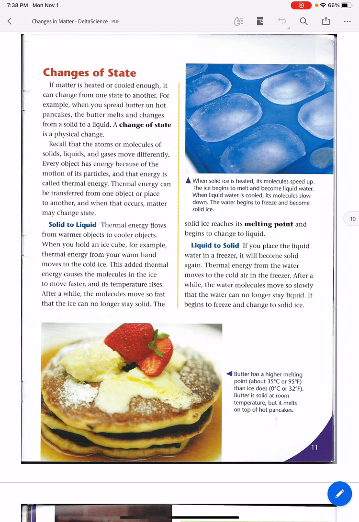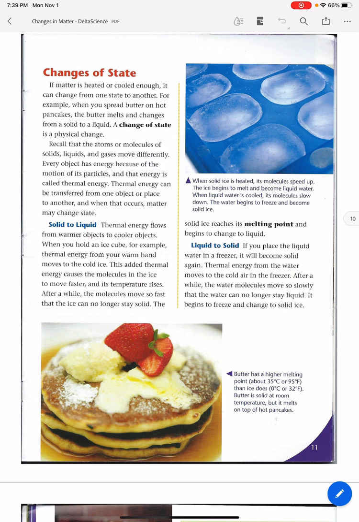Changes of state. If matter is heated or cooled enough, it can change from one state to another. For example, when you spread butter on hot pancakes, the butter melts and changes from a solid to a liquid. A change of state is a physical change.